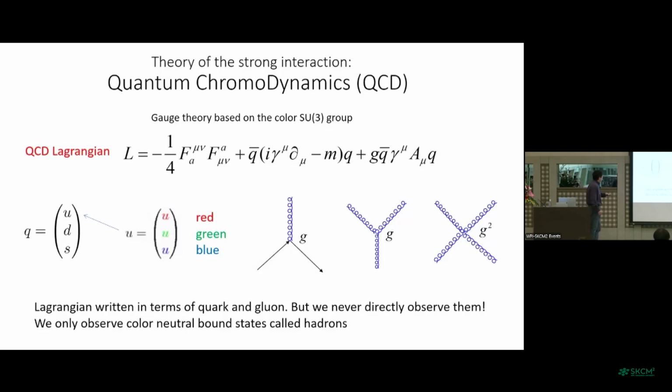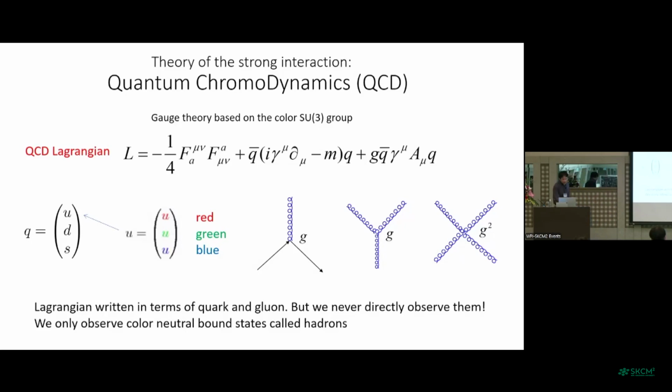So what is unusual in this Lagrangian is that it is written in terms of quarks and gluons, but we don't measure these quarks and gluons. We can never isolate the quarks and gluons. What you measure in practice are only the bound states, the hadrons and mesons. So what you see in the Lagrangian is not what you see in the experimental detectors.